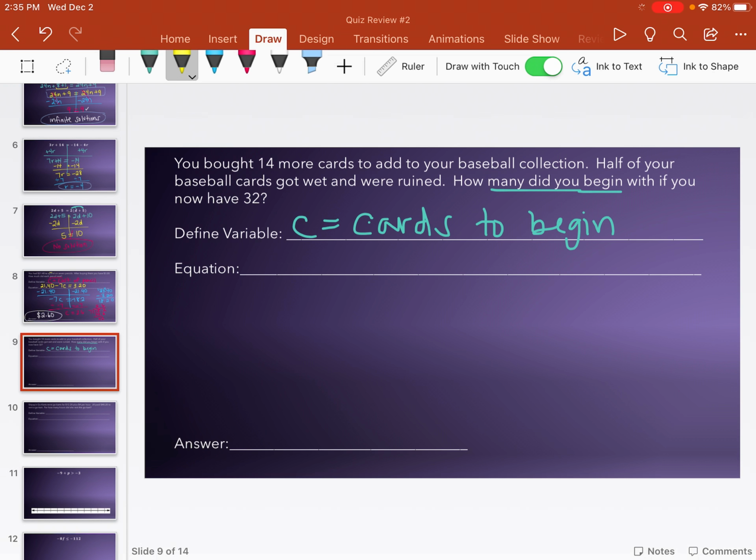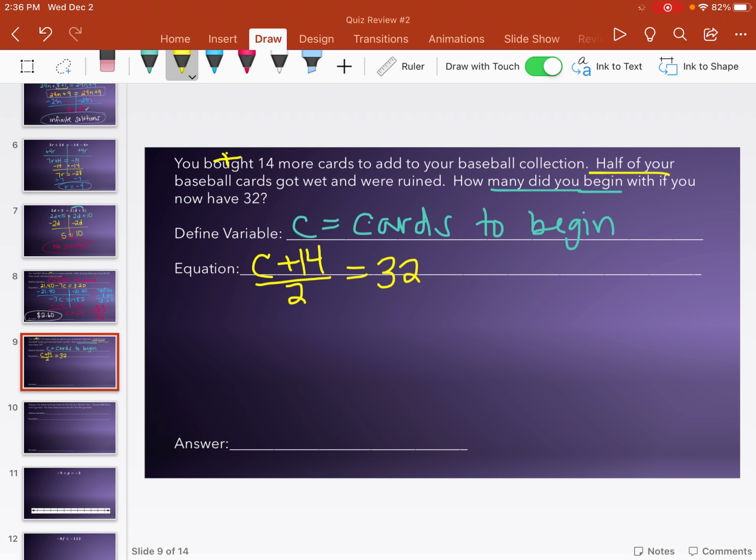Okay, again, I'm going to go through this chronologically. So I start off with C cards. I bought, so I added 14 cards to my collection. So my collection plus 14, and then half of my baseball cards are wet and ruined. So I'd like to divide by 2 to cut it in half, and now I have 32 cards left over.